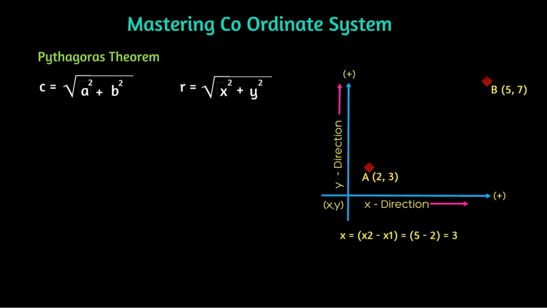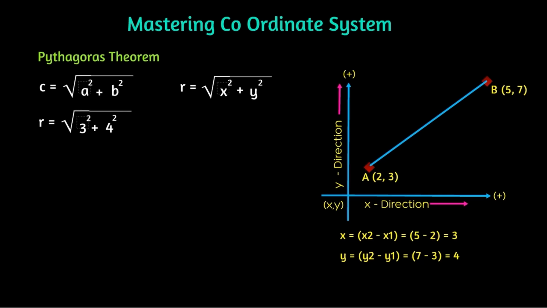Now, x equals x2 minus x1, that is 5 minus 2, that means x equals 3. Similarly, y equals y2 minus y1, that is 7 minus 3, that means y equals 4. Now the distance between point A and B equals square root of 3 squared plus 4 squared. That is square root of 9 plus 16, that is square root of 25, that is 5. It means the polar distance between point A and B is 5.